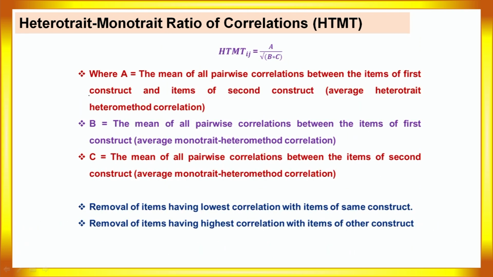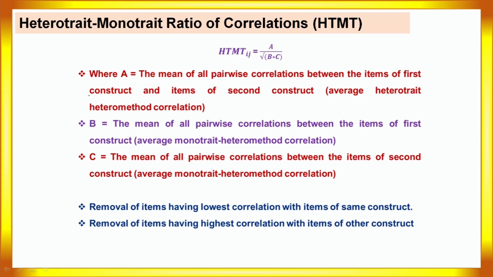The formula of the HTMT ratio is A divided by the root of B and C. A means the heterotrait-heteromethod correlation, and B and C are both the monotrait-heteromethod correlations. Once you get that formula, the value should be less than 0.85, and then discriminant validity is basically established.